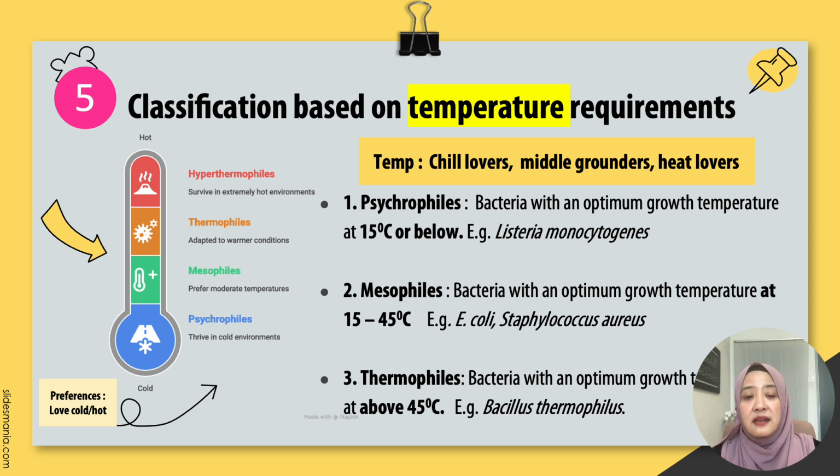We've got the mesophiles, which are bacteria with an optimum growth temperature between 15 to 45 degrees Celsius, your normal bacteria such as Staphylococcus aureus. And you've got thermophiles. These are very, very unique bacteria which can grow optimally at temperatures exceeding 45 degrees. You imagine there are certain bacteria that can live happily in hot springs. For example, Geobacillus thermocarbonatus can survive at hot springs. Similarly, Bacillus thermophilus can also survive very, very high temperature, and these are examples of thermophiles.